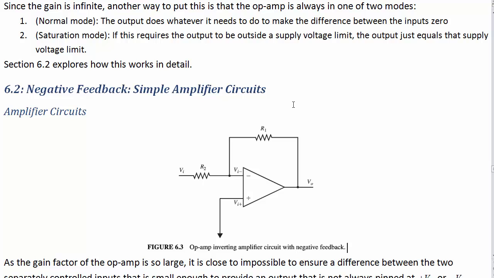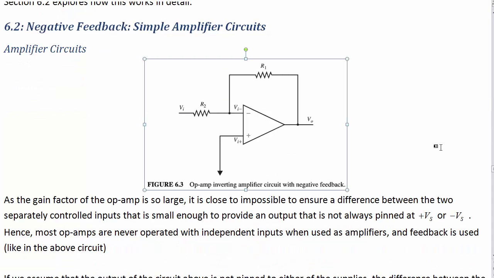6.2, negative feedback simple amplifier circuits. Now let's look at how we could actually hook up an op-amp to get a non-infinite gain. Most of the time you don't actually want infinite gain, you want some specific gain. So let's see what this circuit does.